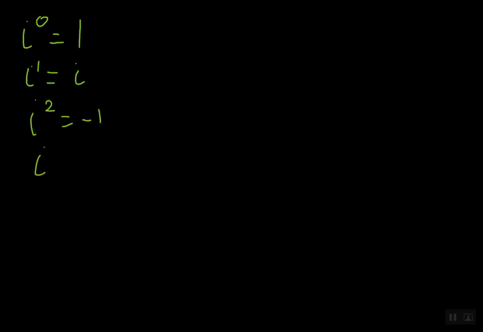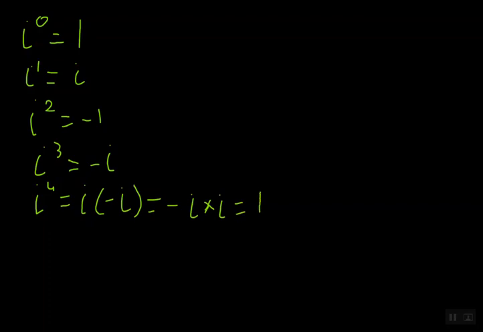What about i cubed? Well, i cubed is going to be i squared times i, right? That's how we increase by a power, just multiply by i. So negative 1 times i gives us negative i. And what about i to the fourth? Well, this is i cubed times i, so that's i times negative i. We can just move the order of multiplication around: negative i times i, which is negative negative 1. So this is positive 1.